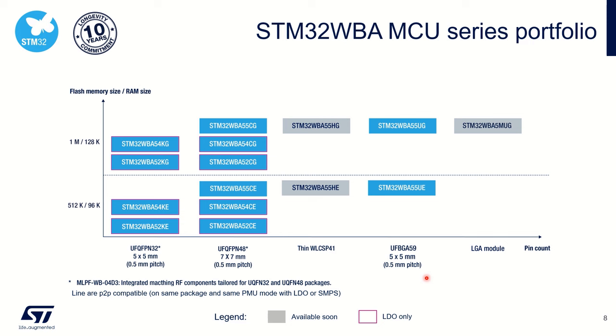All these packages in blue are fully available in production today. Now we have some new parts that will come this year, shown in gray. We will introduce a very thin WLCSP 41-pin package. On top, we are also preparing a module, because ST, on top of the SoC, always offers a module on the superset, to help people who don't have all the capability to do RF design by themselves, to simplify and help.